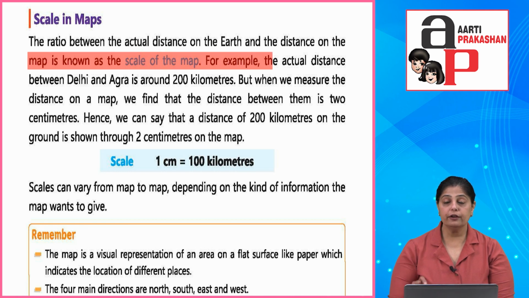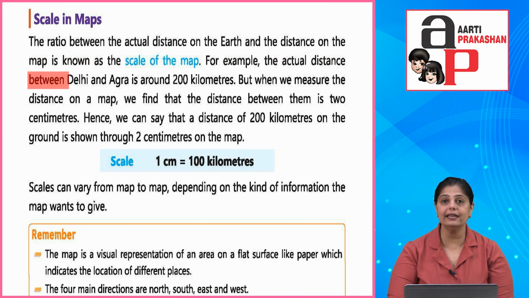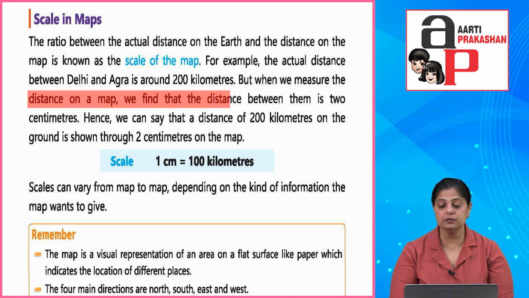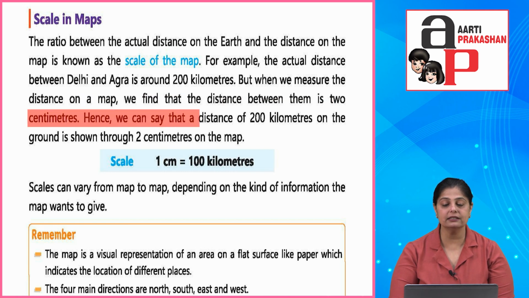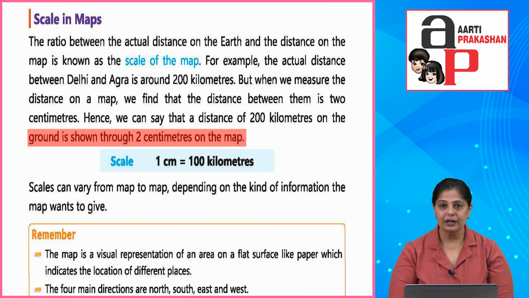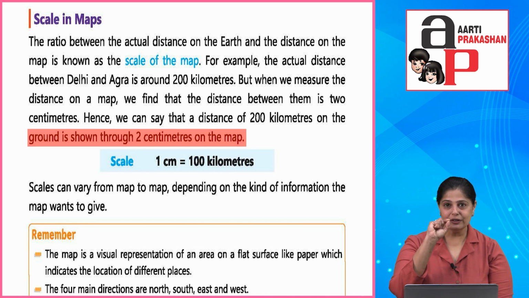For example, if the actual distance between Delhi and Agra is around 200 kilometers. But when we measure the distance on a map, we find that the distance between them is 2 centimeters. Hence, we can say that a distance of 200 kilometers on the ground is shown through 2 centimeters on the map. So you will see, when you go to mark Delhi and Agra on a map, it is just 2 centimeters.